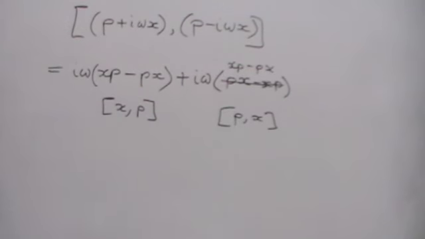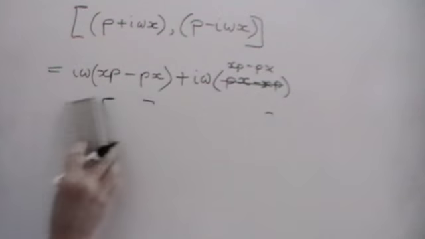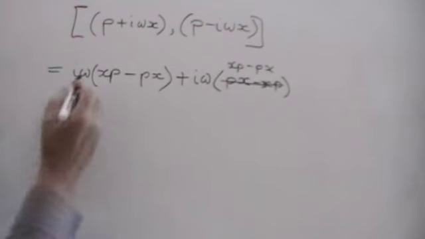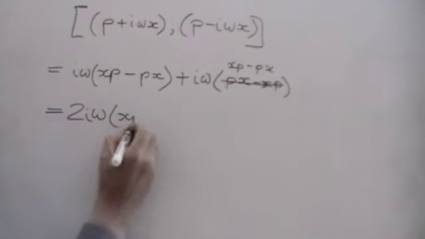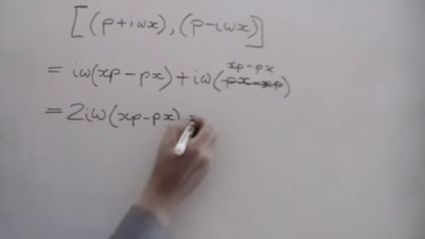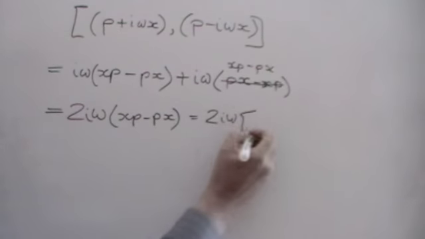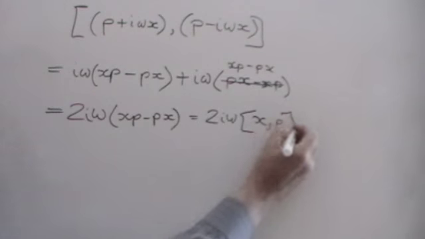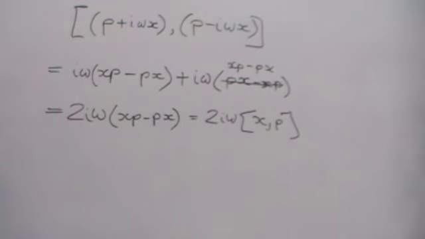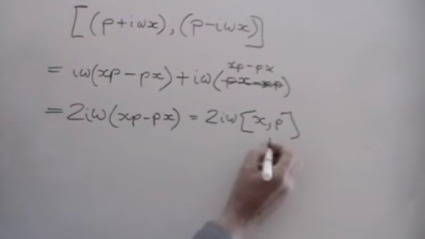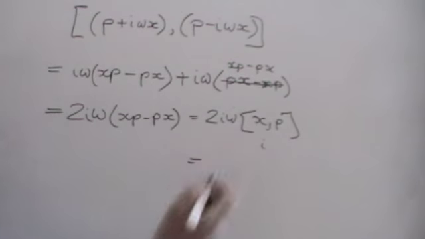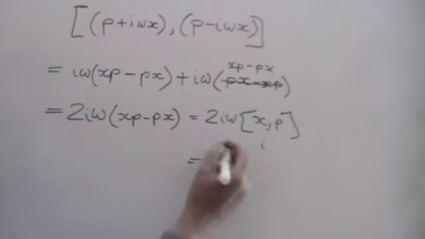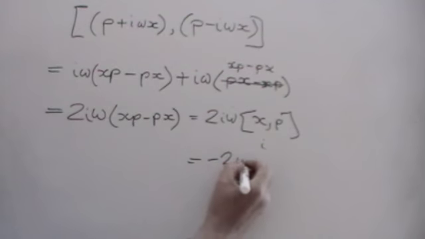And now I've just got two lots of this, so that's 2i omega into xp minus px, which is 2i omega times the commutator of x with p. But we know what the commutator of x with p is, it's i h bar. And since we're dropping the h bar in this process, we've now got 2i squared omega, which, of course, i squared is minus 1, that's minus 2 omega.